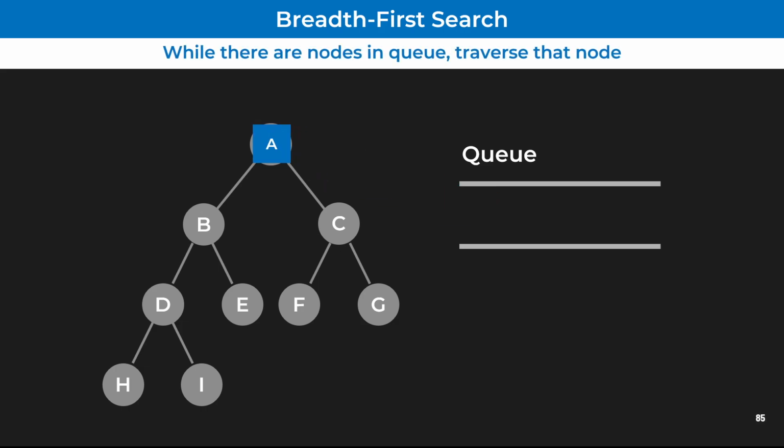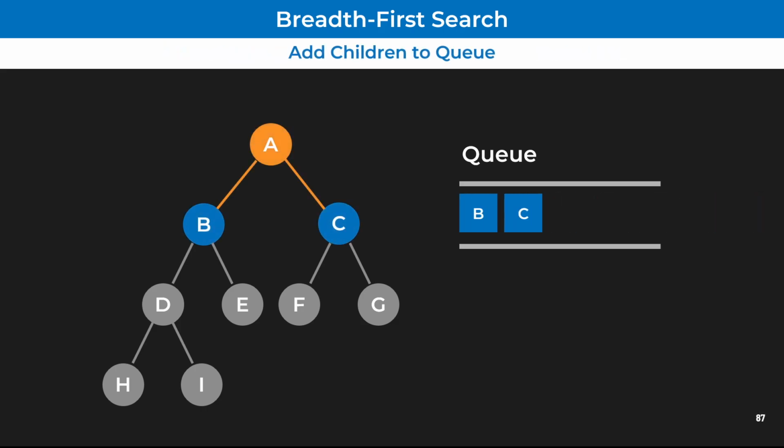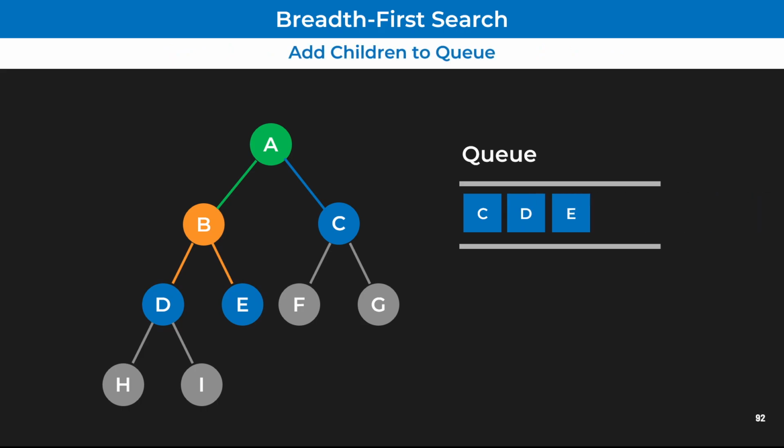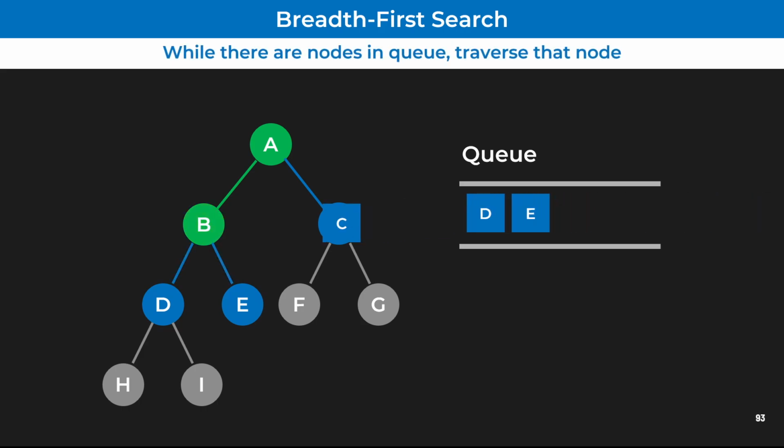Now I take one element. While there are nodes in the queue, I will traverse to that node. So this is where the while loop goes. Whenever the queue is not empty, I traverse. I take one, I traverse here. I'll see that the children are B and C, I add them to the queue. Now I take one, so I go to B. Then I'll see the children, they are D and E, so I'll add D and E. Then now I go to C.